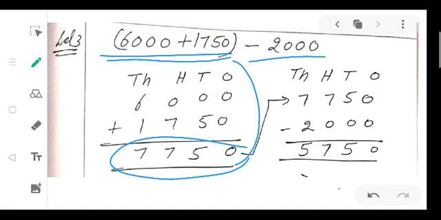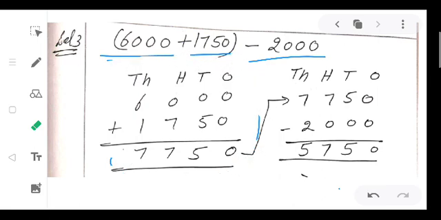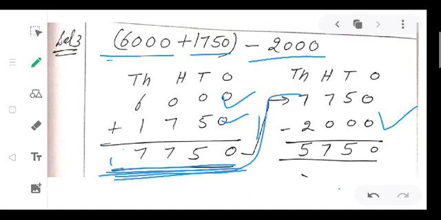We have to subtract 2000 from it. So first of all we add this 6000 and 1750. When we do the addition, we get the sum 7750. And the question is, from this sum subtract 2000. So when we subtracted 2000 from this sum, we got the answer 5750. I have explained all the questions to you.